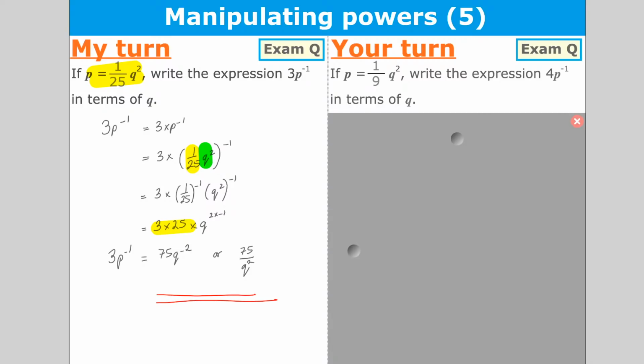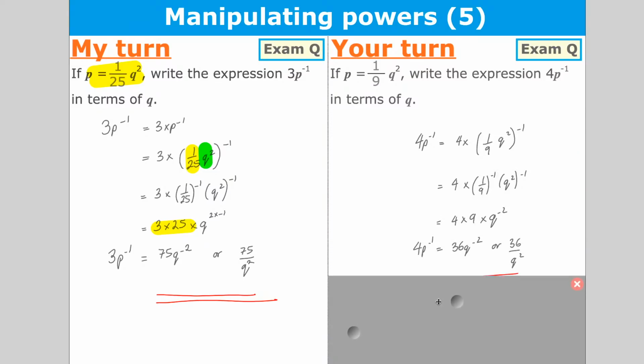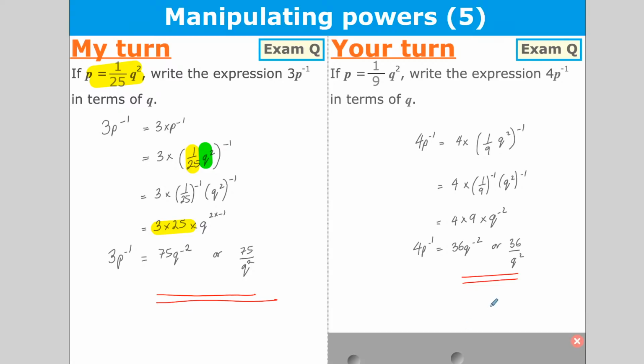So loads of people are getting 36 over q squared, right? Or 36q to the negative 2. Let me remind myself what I got this morning and see if it was the same as you guys. Happy days. I'm really happy about that. Yes, when I did this one, I got 36q to the negative 2, or you could write that as 36 over q squared. Really well done, people. Excellent work.